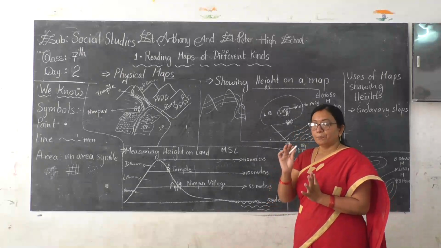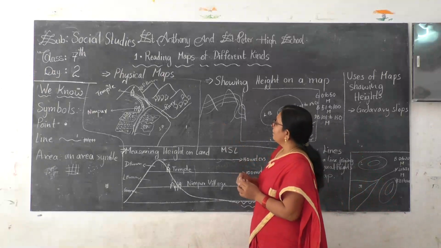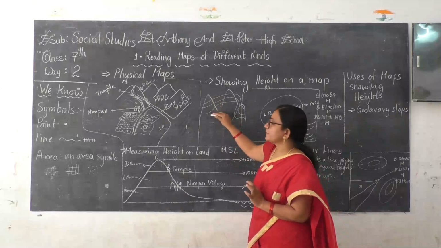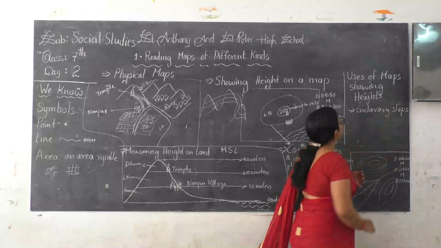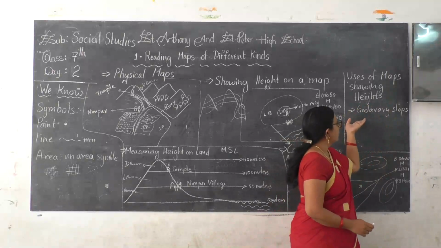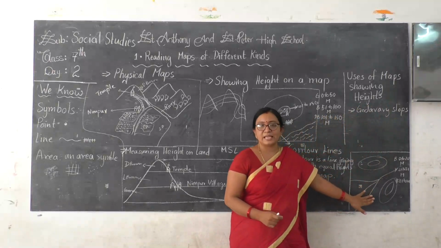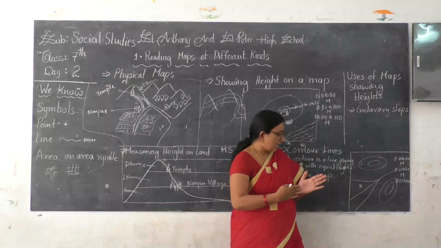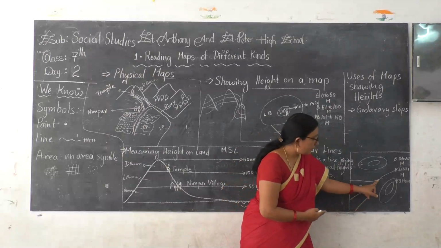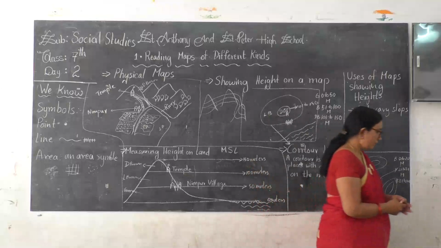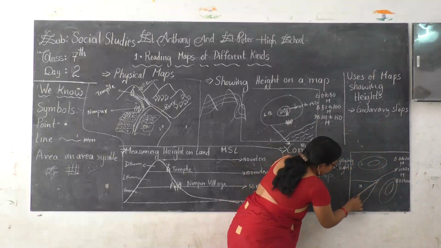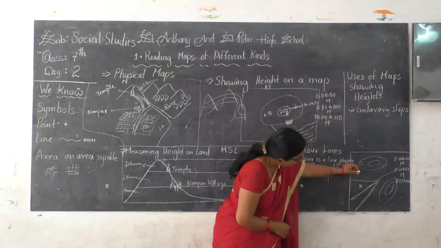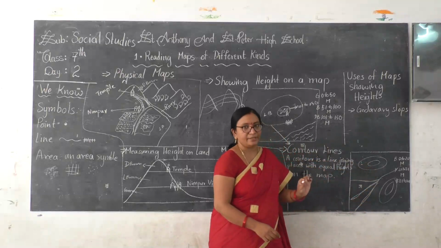Depending upon the slope, sometimes in the valleys, we'll observe in these uses of maps showing heights. You can observe here one of the examples where the contour lines are coming close to each other. So you can observe here river Godavari flowing. So blue color is used to show the flow of river Godavari.